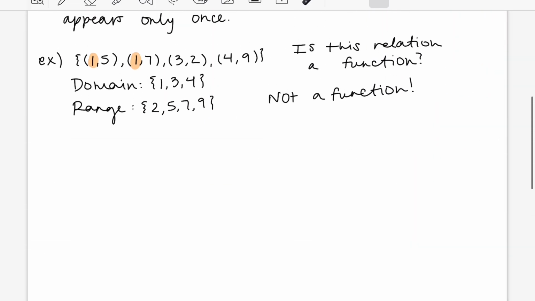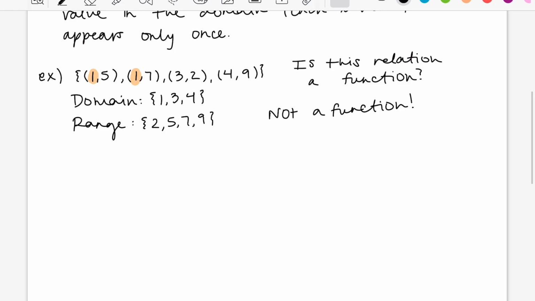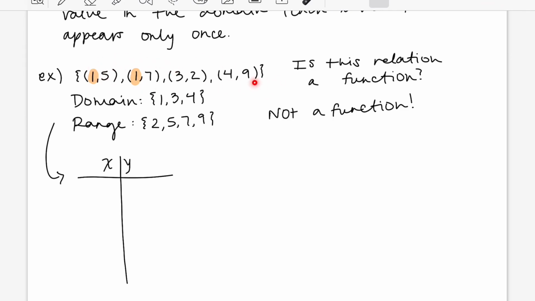Going back up to this example here, where we had repeated x values, if we wanted to look at this in a table form, how we did for the last example, using these ordered pairs here, we get, if we put in 1, we output 5. Put in 1 again, we output 7. 3 gets 2, and 4 gets 9.